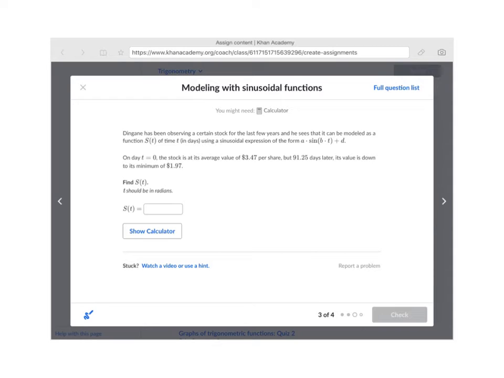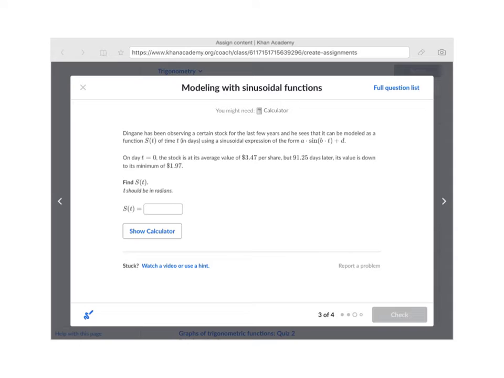And so the curve looks like that over the course of the year. So that tells you that A is going to be negative. Why? Because it's going down. Sine goes up, this goes down, so put a minus sign. There you go. D is the average value, so that would be this sort of midline thing. So just from this, D is 3.47.